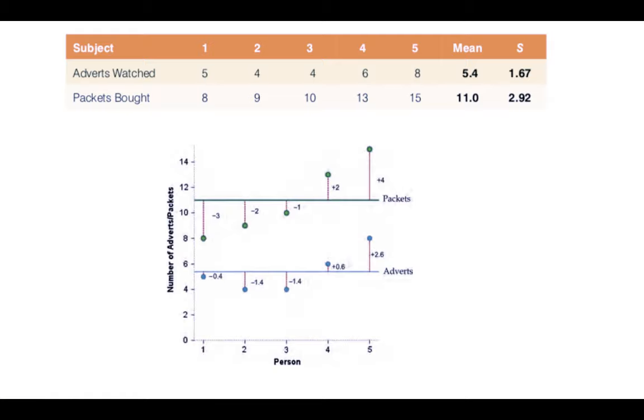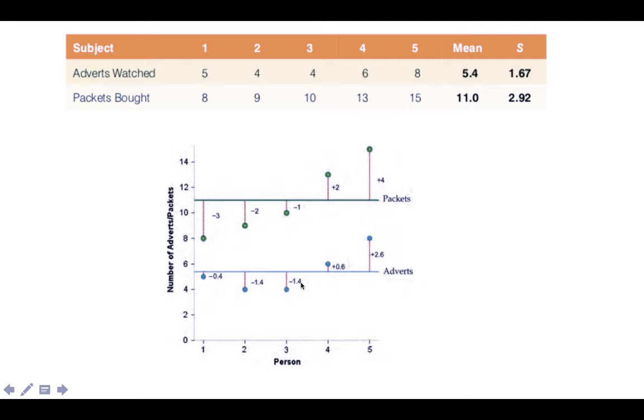In the following figure, you can see these data visualized. So what do we see here? Here you can see the number of packets of sweets they bought after watching the advertisements. This line is the mean packets of sweets, and this is each participant's data. Here you can see the mean adverts they watched, and here is each participant's data, and this is the difference from the mean, so the variation actually.